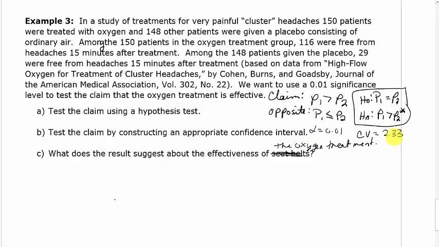Since this is a right-tailed test, we want the positive value for the critical value, and then we can start calculating everything that we need for our test statistic. So first, people that were treated with oxygen. That's p hat sub 1, and it's 116 divided by 150. This gives us 0.7733.